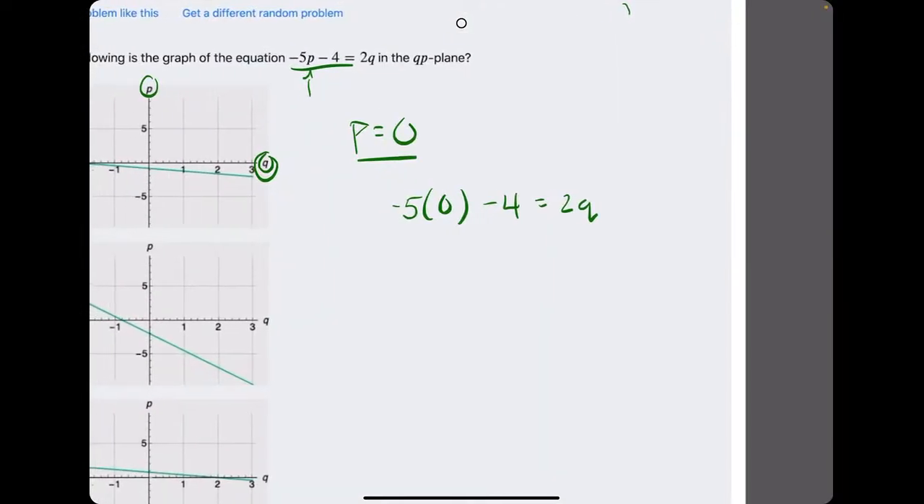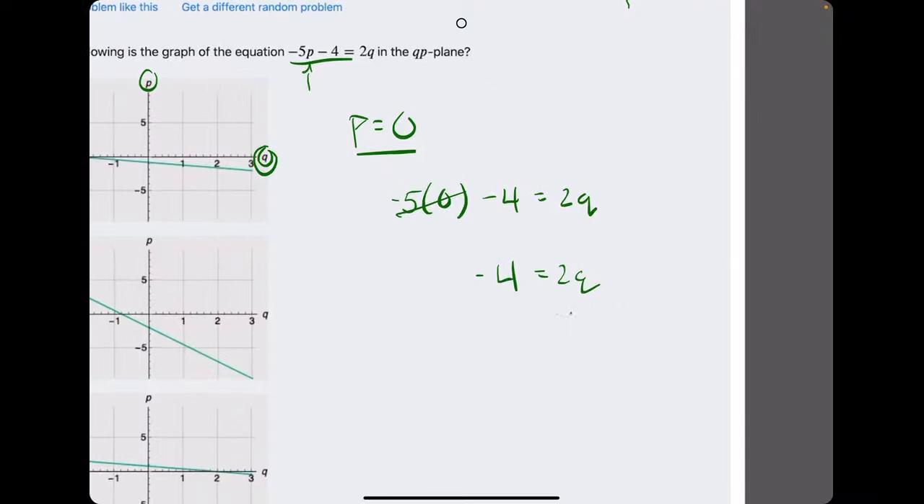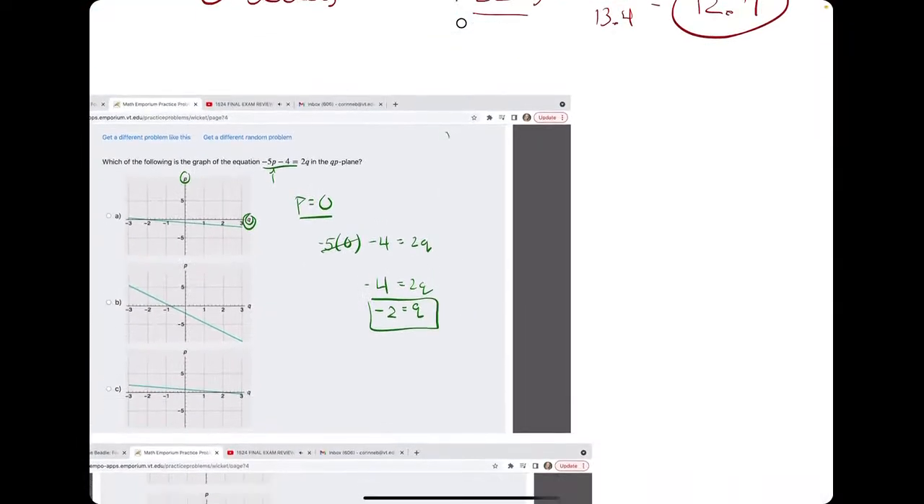So -5 times 0 goes to 0. What we're left with is -4 equals 2q. Divide by 2 on both sides gives us -2. So that tells us that our q-intercept is -2.